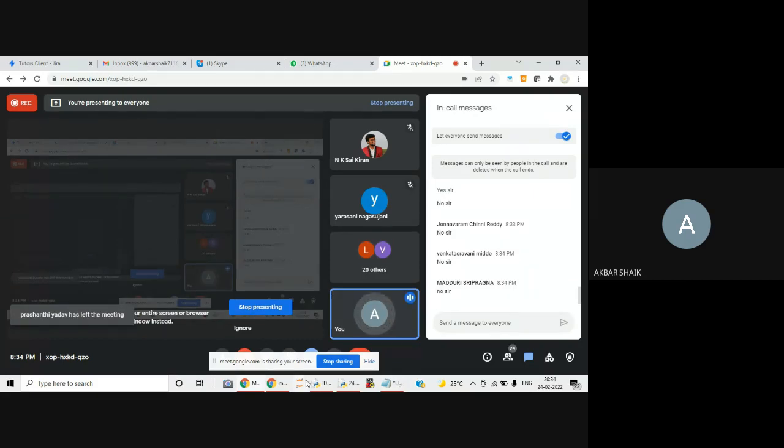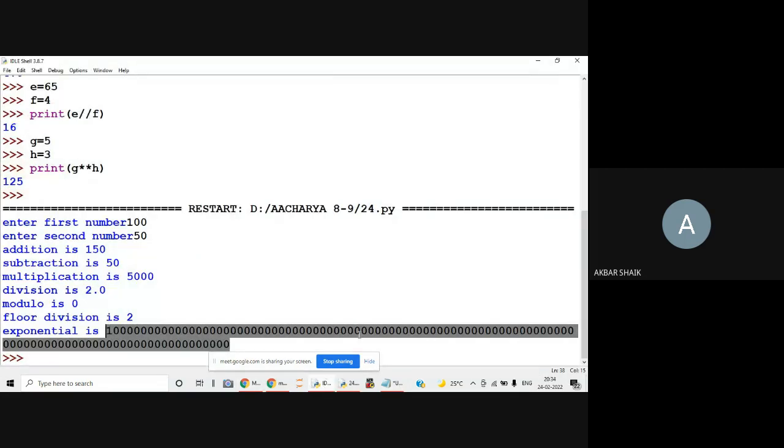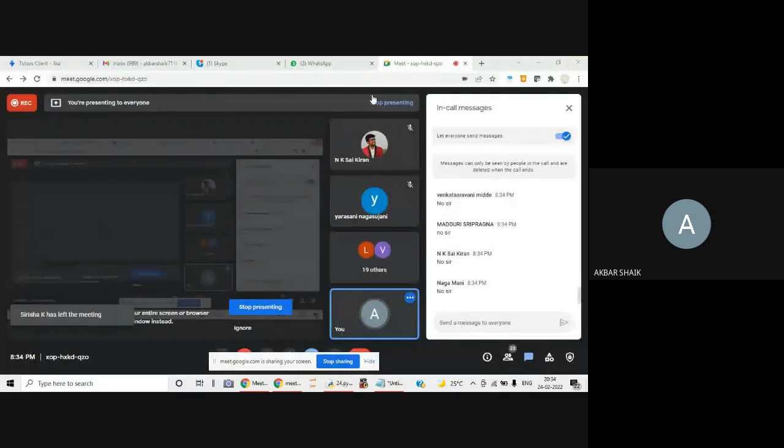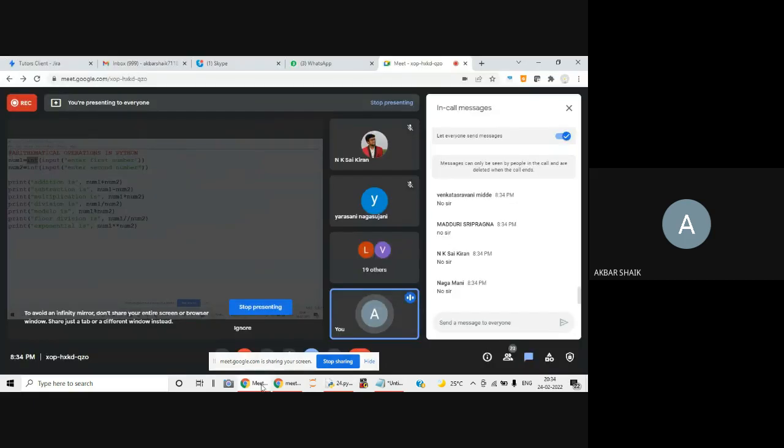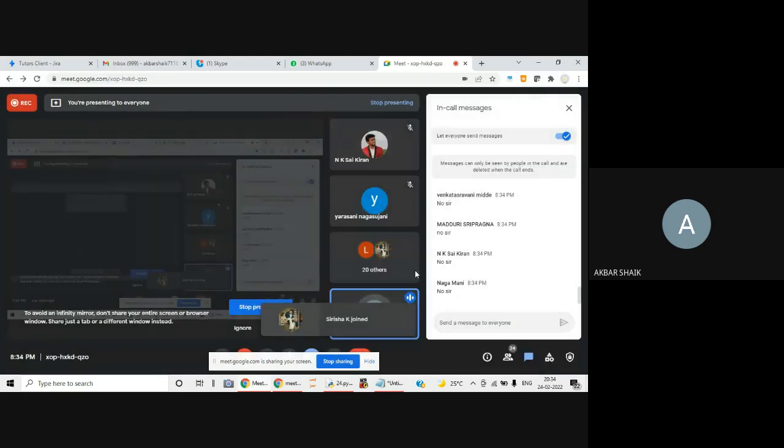Okay, so the only modification for this program is, it's very simple. Instead of converting to int, you can write float. That is the only modification you are supposed to do. Because here we are doing arithmetical operations on integer numbers, but my question is to do arithmetical operations on float numbers. So instead of int, directly you can do float. Is it fine? Any doubts?